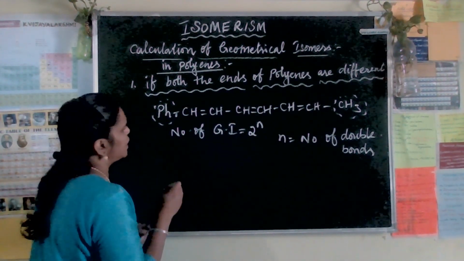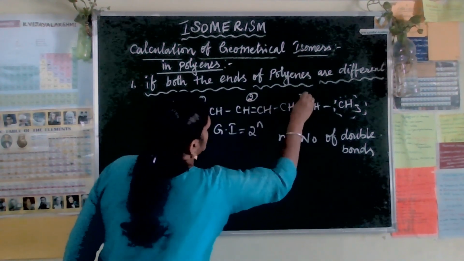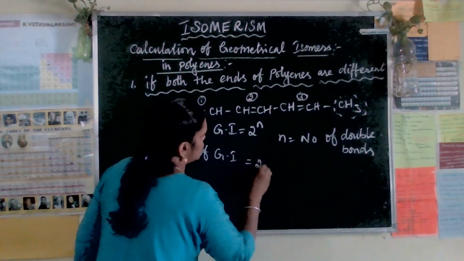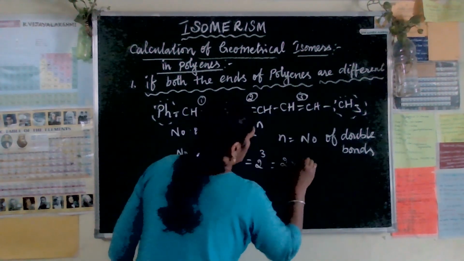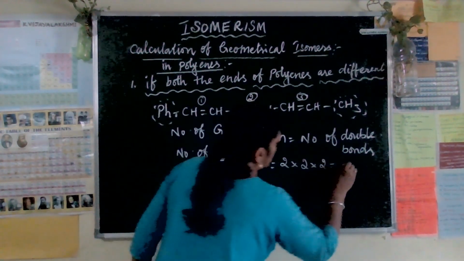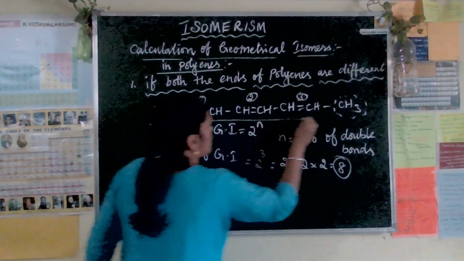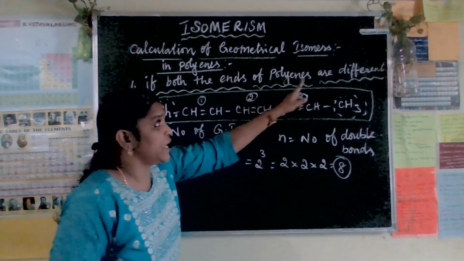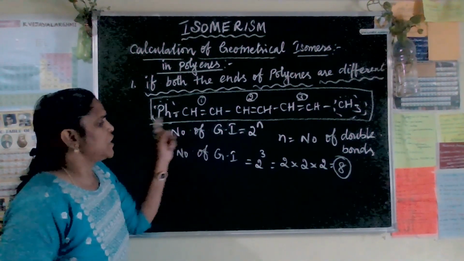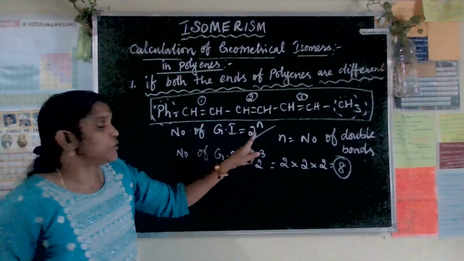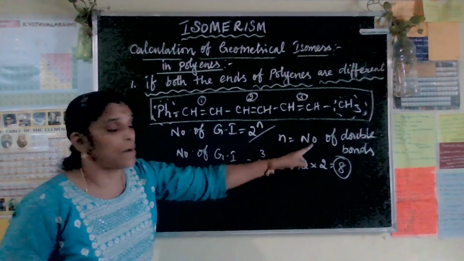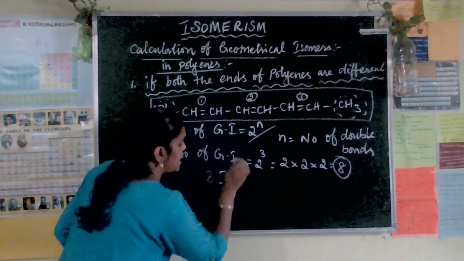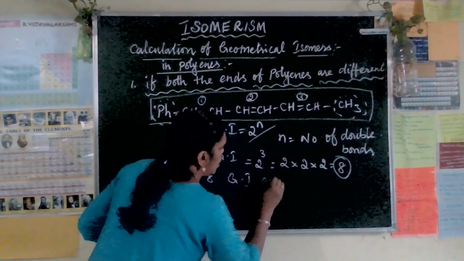Now, how to identify the number of double bonds here? 1, 2, 3. So how many isomers are possible? Here 2 to the power of 3, that means 2 into 2 into 2. Altogether, 8. So in this compound, if both the ends of the polyene are different, you can use this formula, 2 to the power of n, where n is the number of double bonds. There are 3 double bonds, so 8 isomers, 8 geometrical isomers are possible.